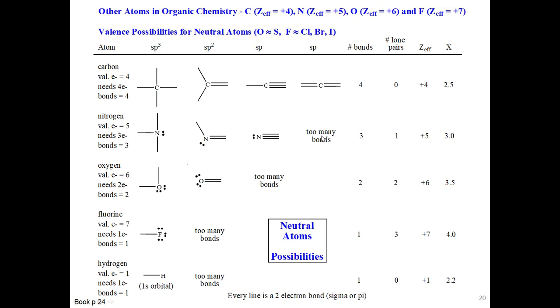We can make 4 bonds if we have a positive formal charge. So now notice the number of bonds for nitrogen. It's 3, and lone pairs is 1. Formal Z-effective is larger, +5, so it has a greater attraction for electrons.